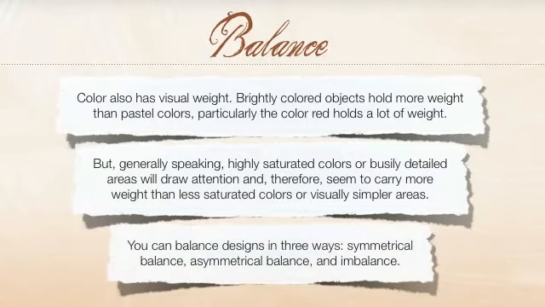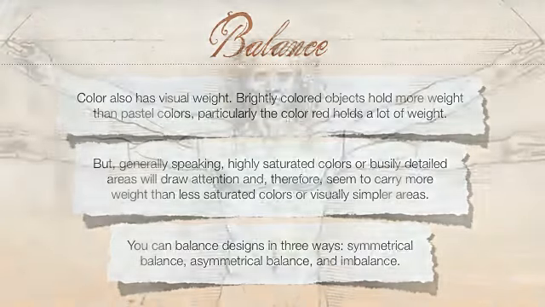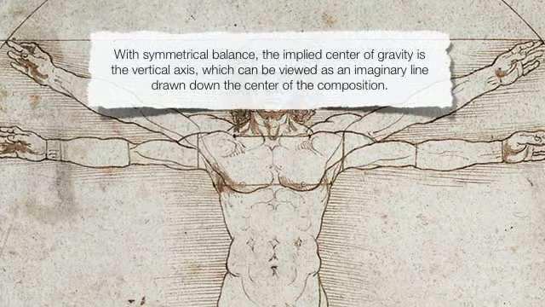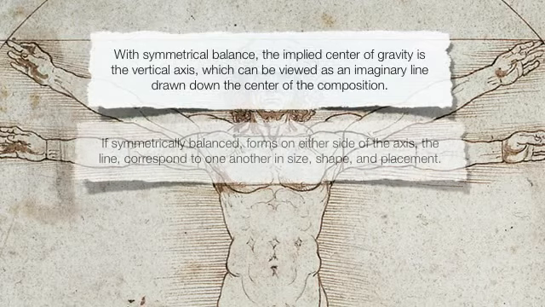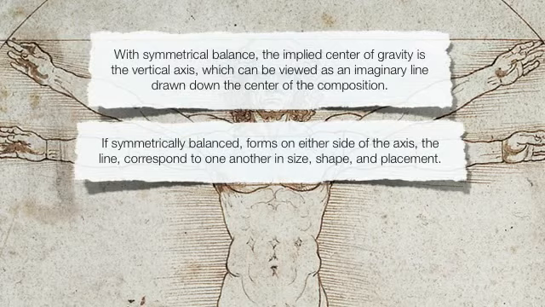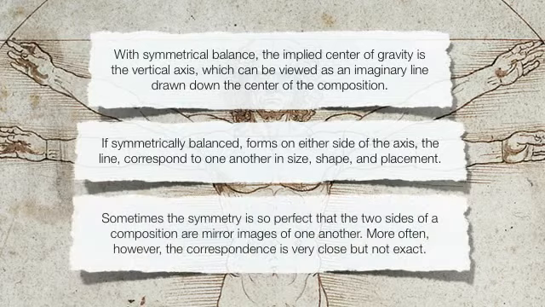You can balance designs in 3 ways: symmetrical balance, asymmetrical balance, and imbalance. Let's start with symmetrical balance. With symmetrical balance, the implied center of gravity is the vertical axis, which can be viewed as an imaginary line drawn down the center of the composition. If symmetrically balanced, forms on either side of the axis correspond to one another in size, shape, and placement. Sometimes the symmetry is so perfect that the 2 sides of the composition are mirror images of one another.